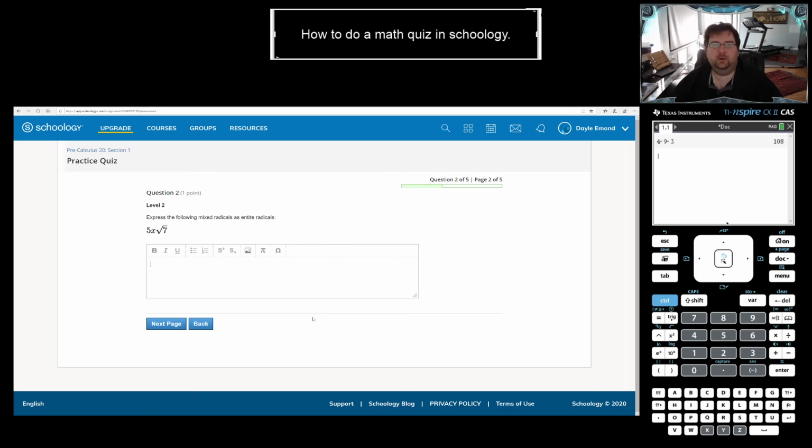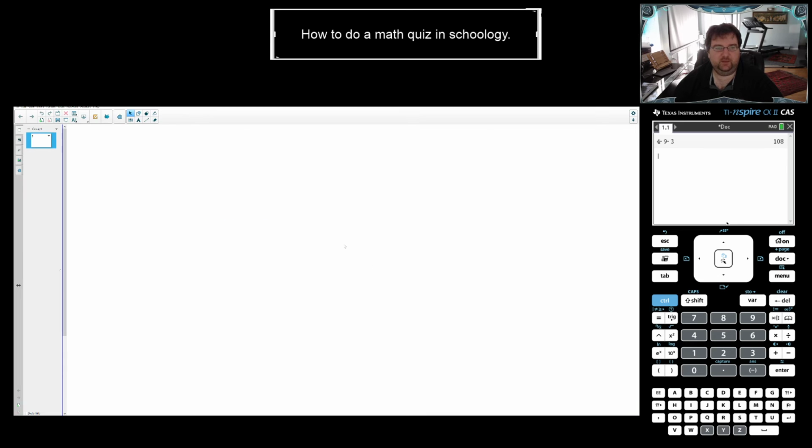That way, you know, it's going to take you a little bit of time to get used to, but it requires a little less steps because you're doing it all in Schoology. The next way, which some of you might prefer, is to do it by hand. Okay, so let's say I'm doing this, 5x root 7, and I'm trying to go the other direction. It's not going to let me. Okay, let's just take our pen here.